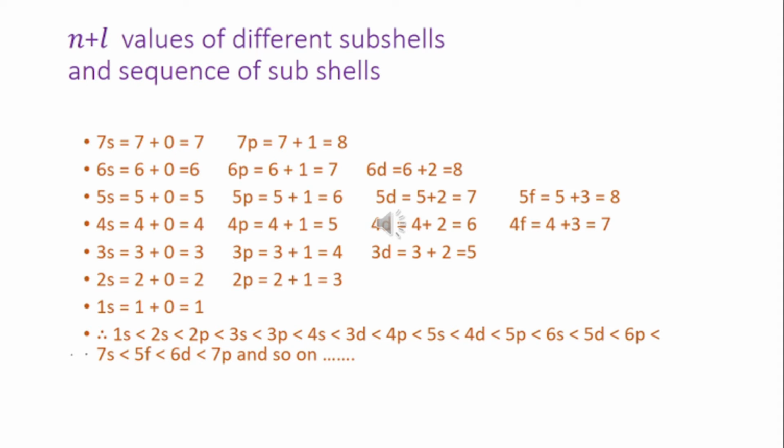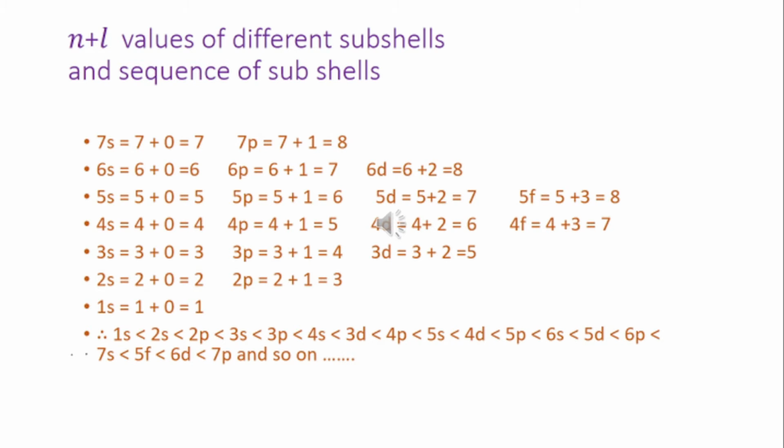Now how to calculate? Example, 1s subshell is having n equal to 1, l equal to 0, therefore n plus l value is equal to 1. For 5p subshell, n is equal to 5, l is equal to 1, so n plus l is 6. In this way, we can calculate n plus l value of all these subshells.